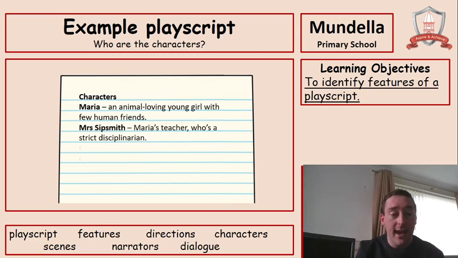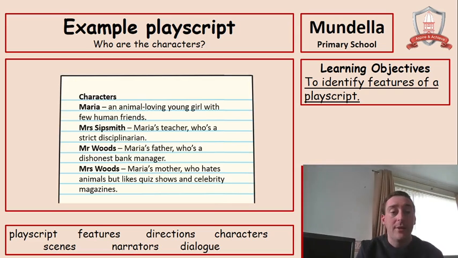Well, in this case, in our example, we had Maria, and apparently she is an animal-loving young girl with a few human friends. Mrs. Sip-Smith was Maria's teacher, who's a strict disciplinarian. Mr. Woods, Maria's father, who's a dishonest bank manager. Mrs. Woods, Maria's mother, who hates animals but likes quiz shows and celebrity magazines. So probably they don't have an awful lot in common. Okay, that's the character list.